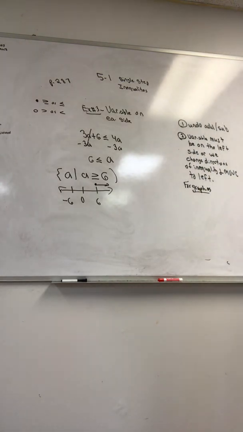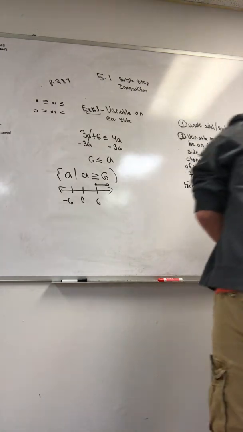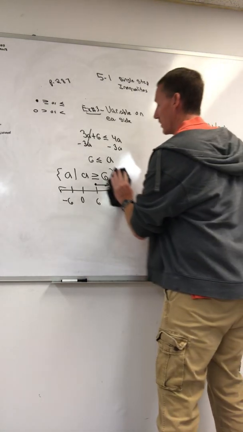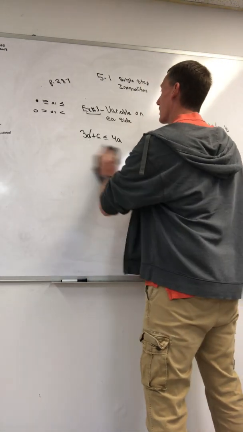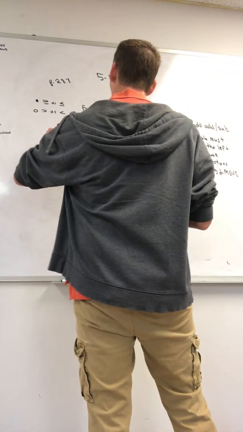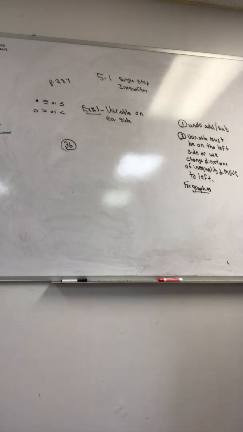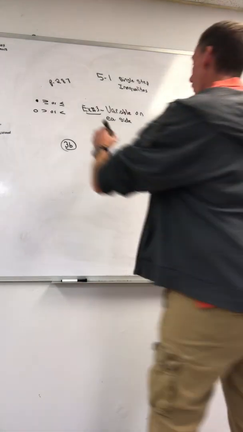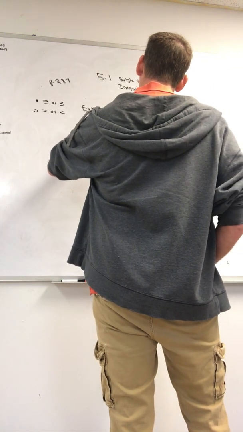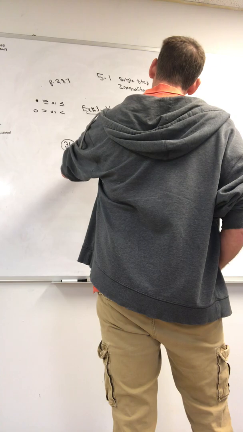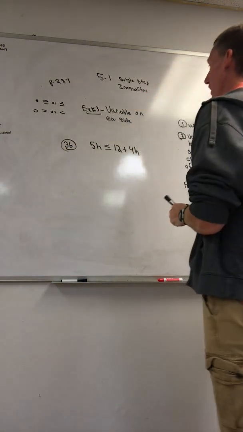Okay, let's try a guided practice. Let's try one more. Let's do 3b this time. Let's do guided 3b. 3b, you might not have to move around. Let's look at it. We have 5h is less than or equal to 12 plus 4h.